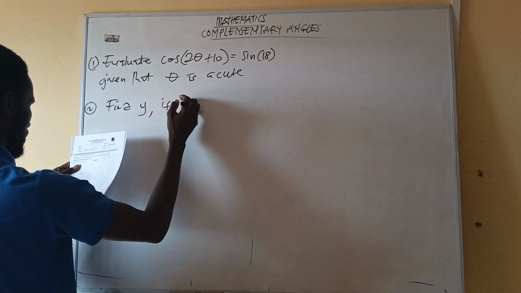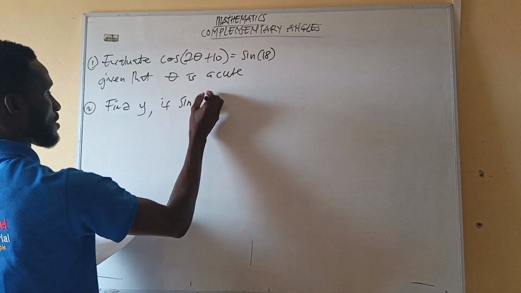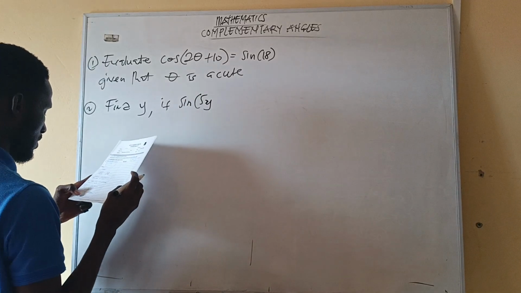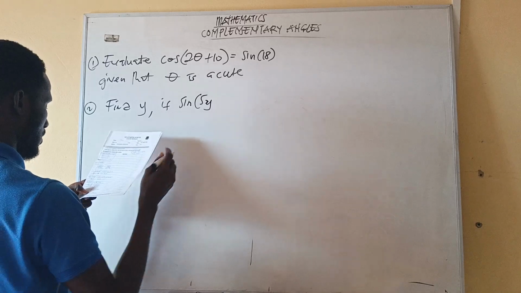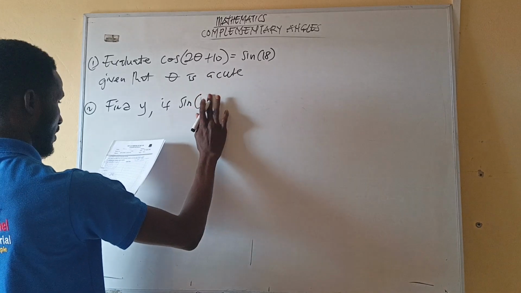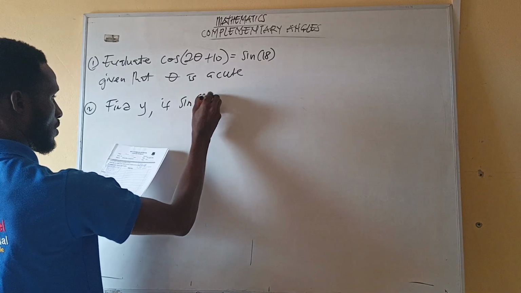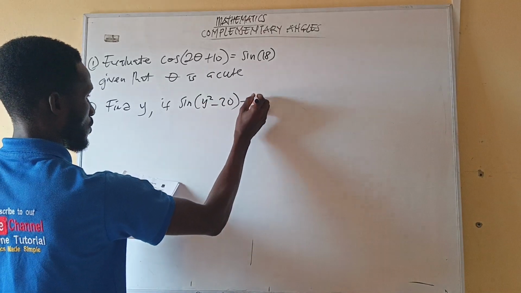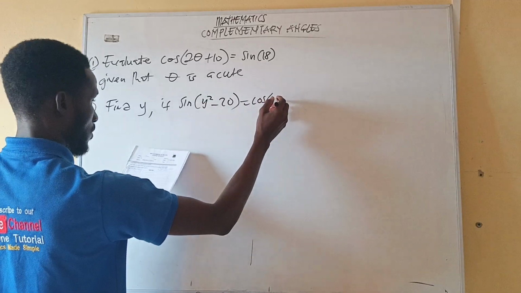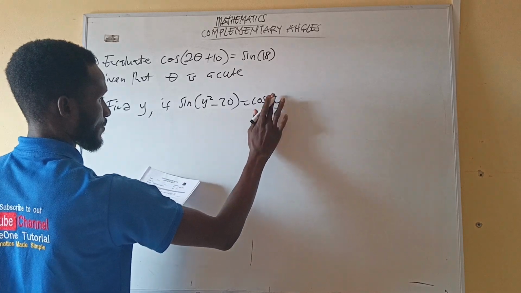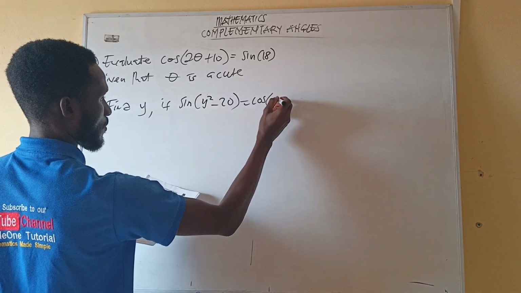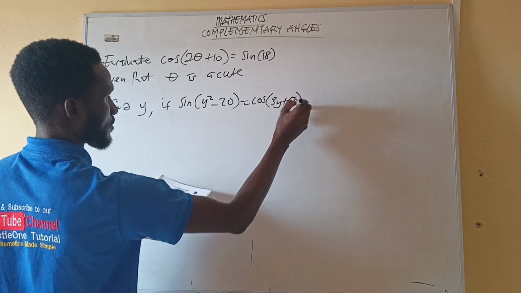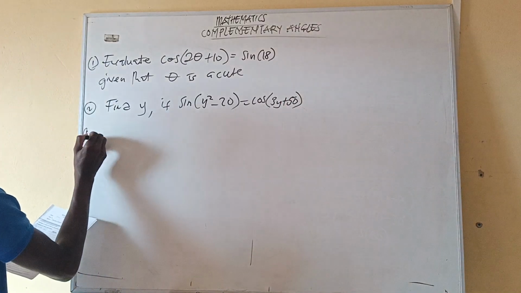if sine 5y, okay, if y squared minus 20 equal to cos 3y plus 50. Then I'm going to talk about the last one.